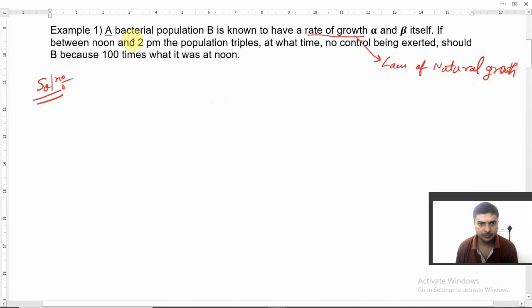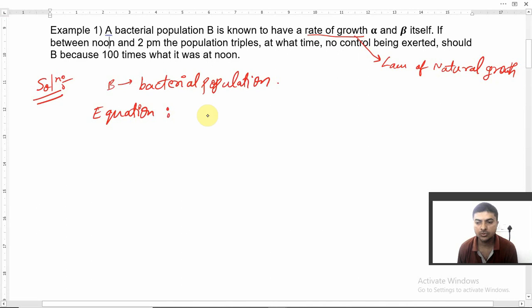Here they have given bacterial population B, they have given a letter B. So I am going to take B as nothing but our population. Okay, so let us take this population and start our equation. So what will the equation be? Yes friends, in the previous slide I have shown you how you are going to write the equation. So this is dB upon dt is equal to k into B.